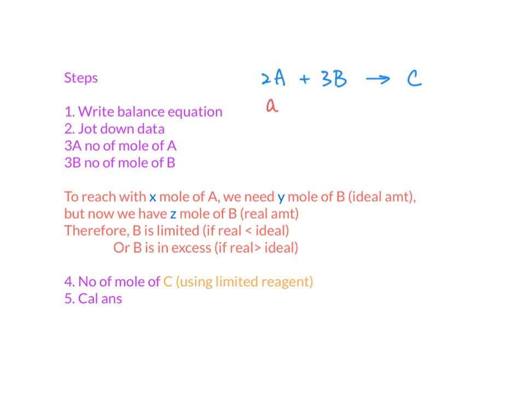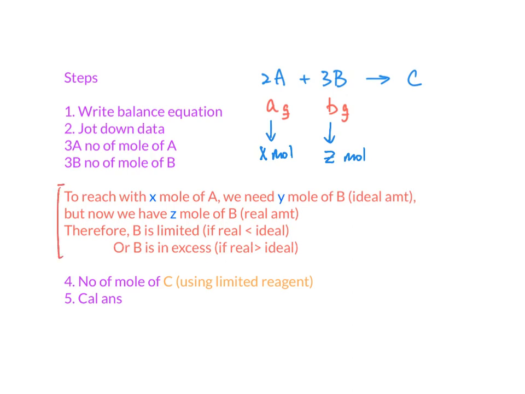For example, you have A and B, maybe in terms of grams. After you've got these two, you do the third part: you find the number of moles of A and B, using the mass and dividing by the molar mass. So for example, you convert this one into X mole, while this one becomes Z mole. By doing this, we can then compare to find which one is limited and which one is in excess.